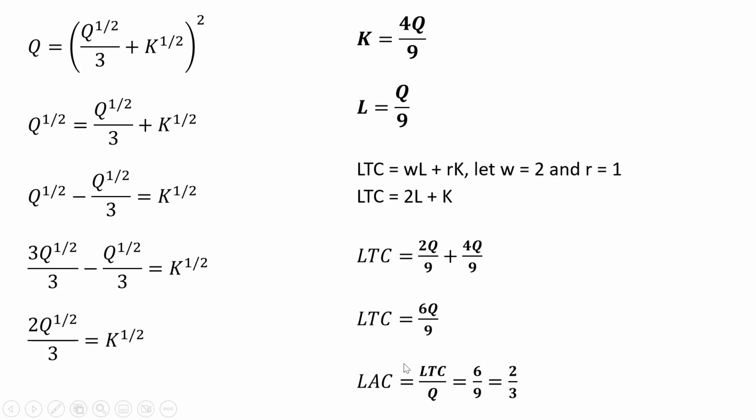And getting the long-run average cost, we're going to take long-run total cost and divide it through by Q. And we just get 2/3. So long-run average cost is constant at 2/3. Okay, that's it.